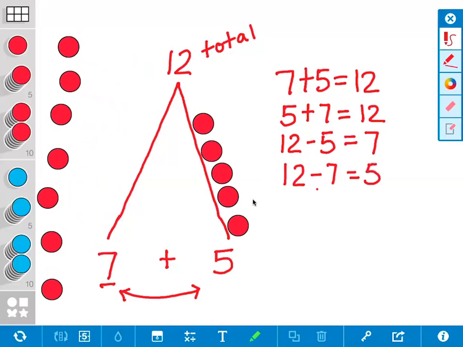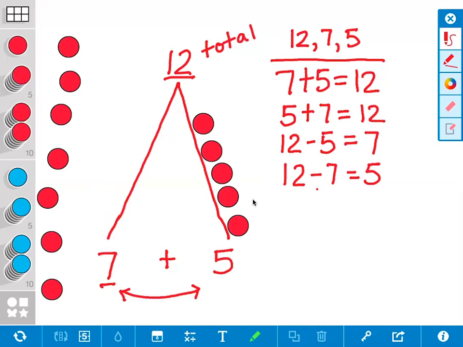In this family, you have the 12, the 7, and the 5. So the fact family is 12, 7, and 5. Those three numbers are connected. They are related because they can all work together. And if you notice, every one of my equations has a 12, a 7, and a 5.